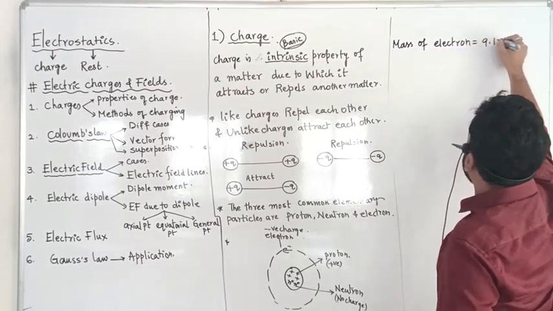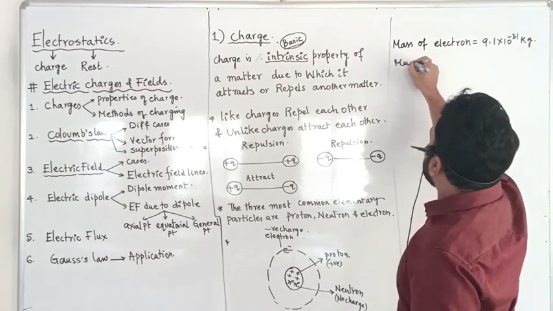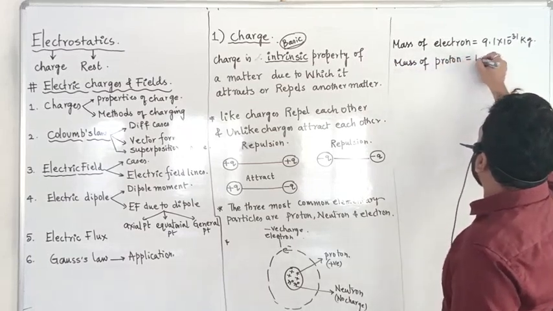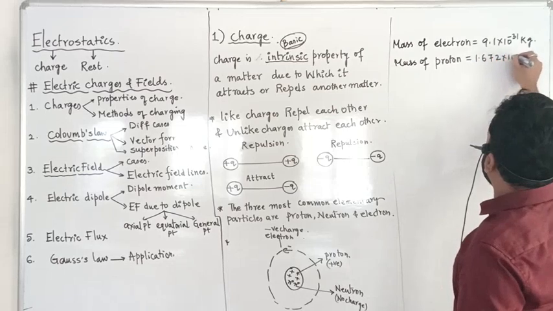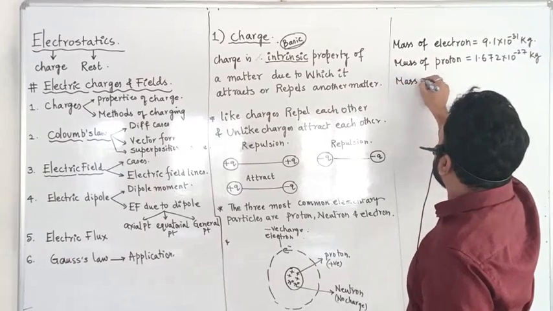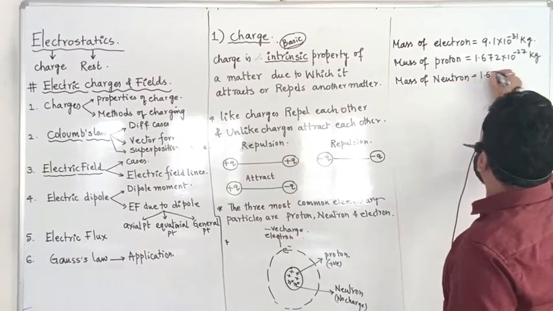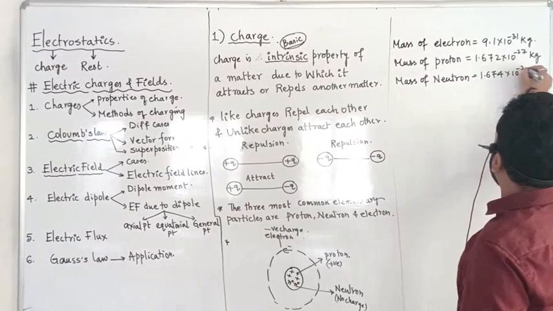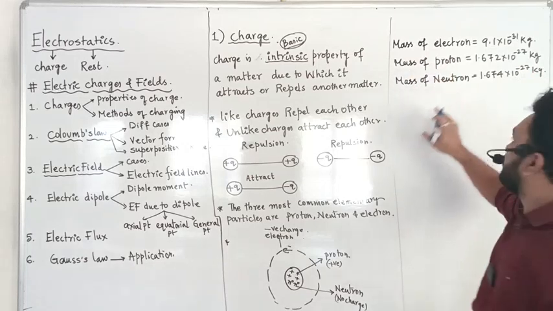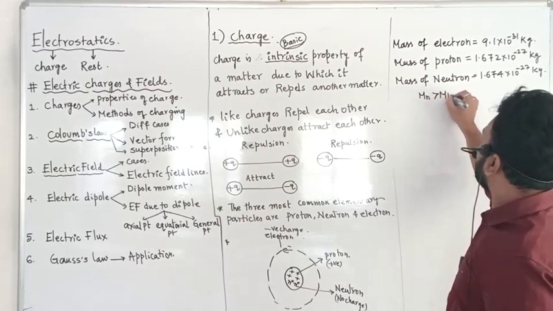is equal to 9.1 × 10^-31 kg. If I ask what is the mass of a proton, the mass of a proton equals 1.672 × 10^-27 kg. Mass of a neutron is equal to 1.674 × 10^-27 kg. See here, the mass of a proton is almost equal to the mass of a neutron, but the mass of a neutron is slightly greater than the mass of a proton.